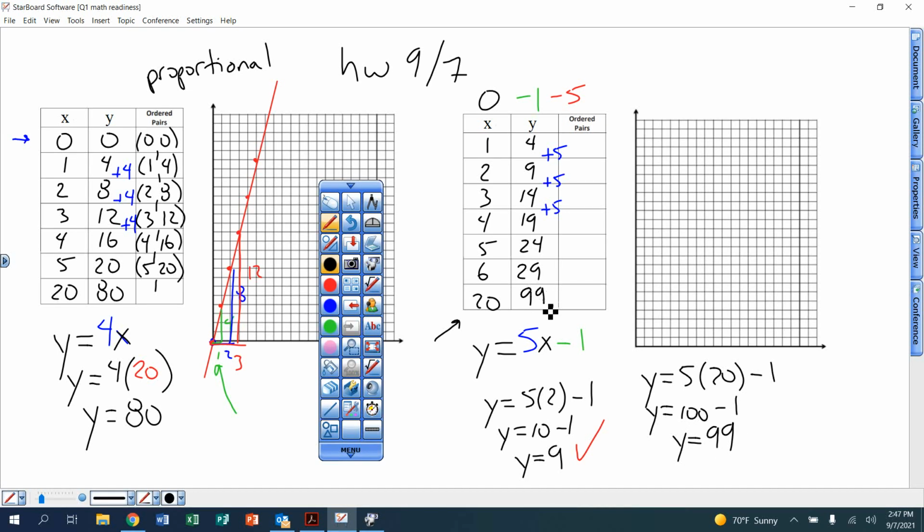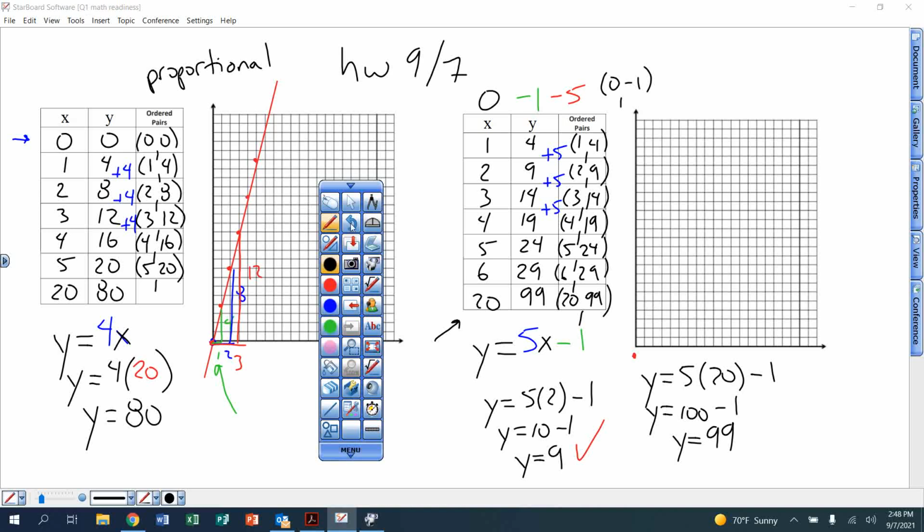Know that when you graph that, these give you coordinates also. 0, negative 1, 1, 4, 2, 9, 3, 14, 4, 19, 5, 24, 6, 29, 20, 99. Graph them, but know that they will not go through the origin. 0, negative 1, down here a little bit. Sorry, it's off the graph. Over 1, up 4. And then from there, over 2, up 4 more.